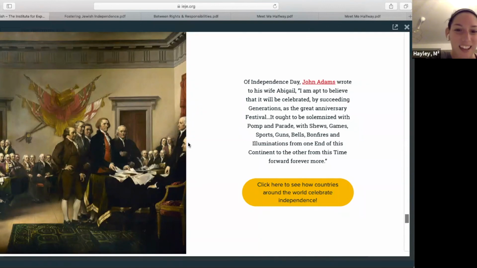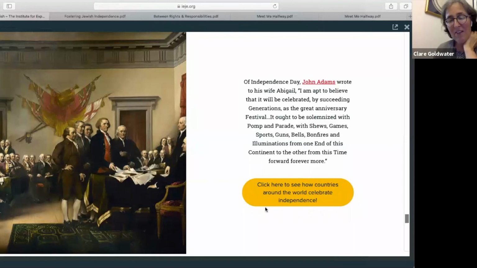Of Independence Day, John Adams wrote to his wife, Abigail, I am apt to believe that it will be celebrated by succeeding generations as the greatest anniversary festival. It ought to be solemnized with pomp and parade, with shows, games, sports, guns, bells, bonfires, and illuminations from one end of this continent to the other, from this time forward forevermore.